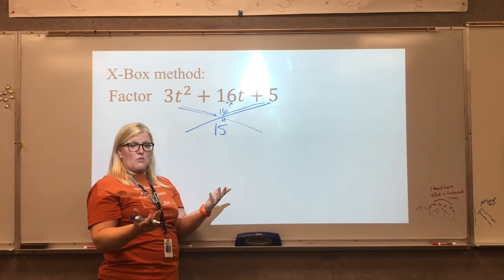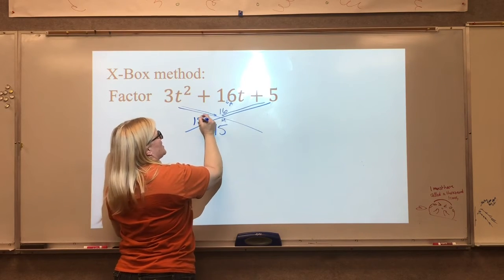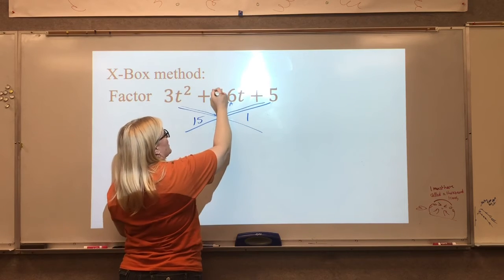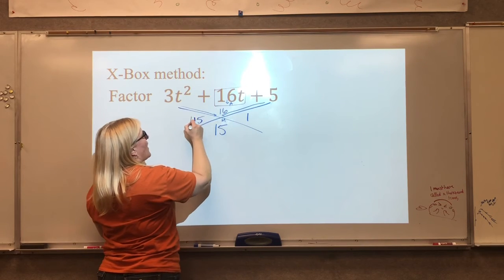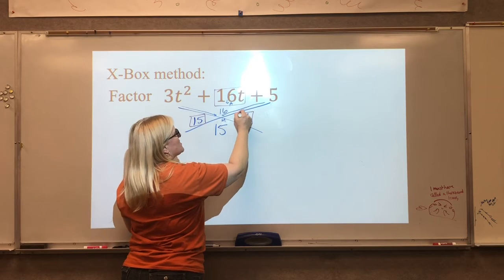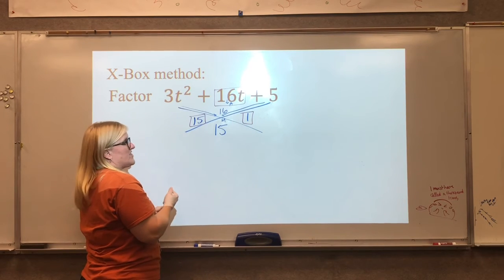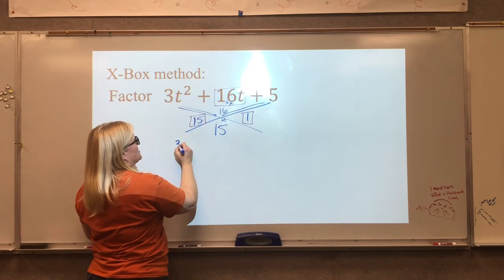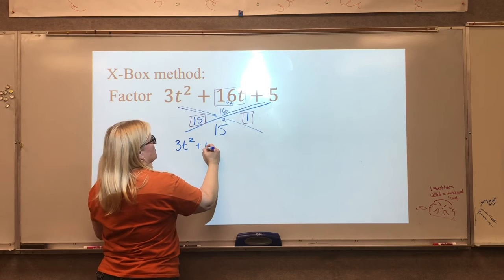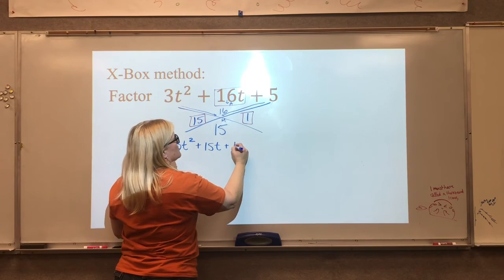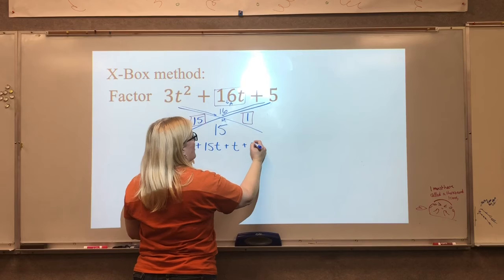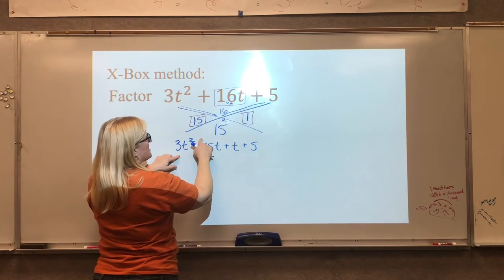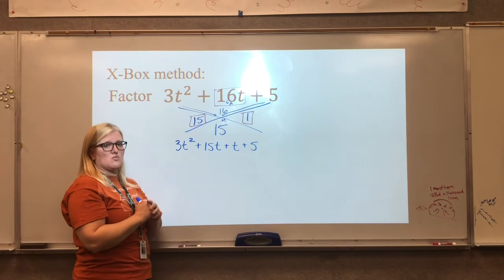A 1 and a 15, right? So I have 15 and I have 1. All right, so now what I'm going to do, here's my 16t. I'm going to rewrite 16 with 15 and 1. So I rewrite this as 3t squared plus 15t plus 1t plus 5. So you'll notice that this is exactly the same as this, except 16 has been turned into 15 plus 1.